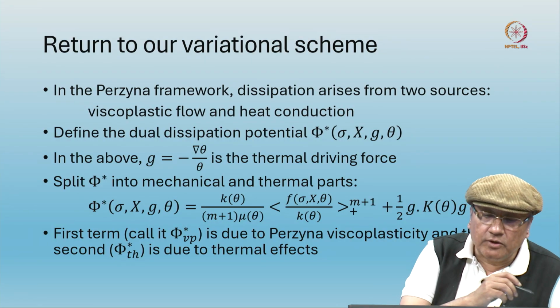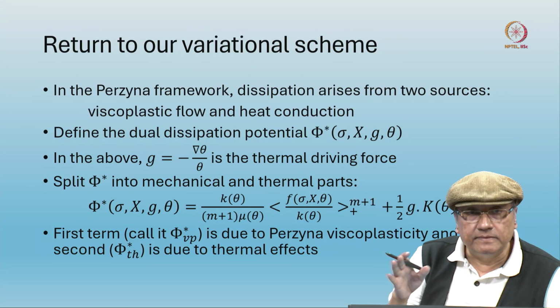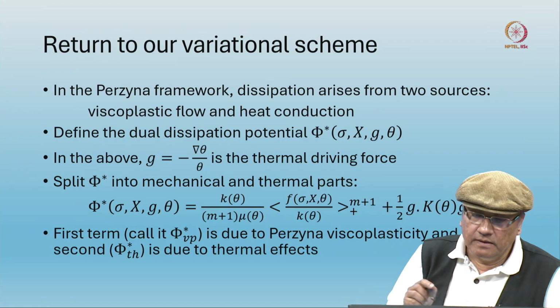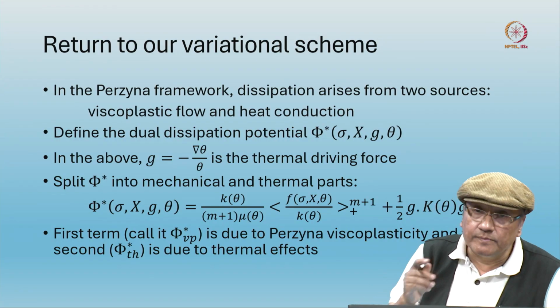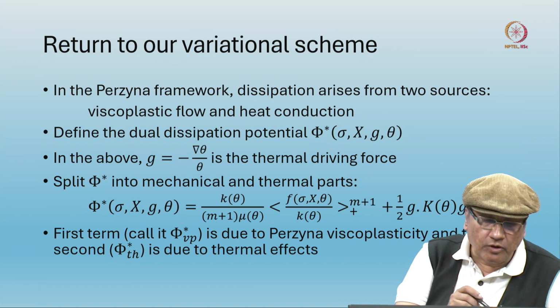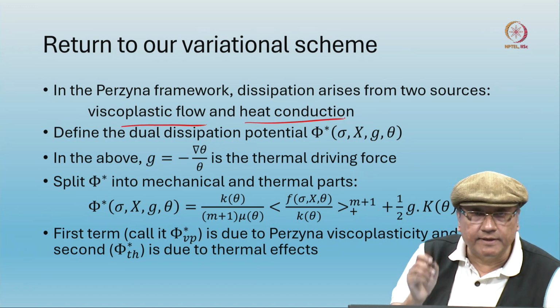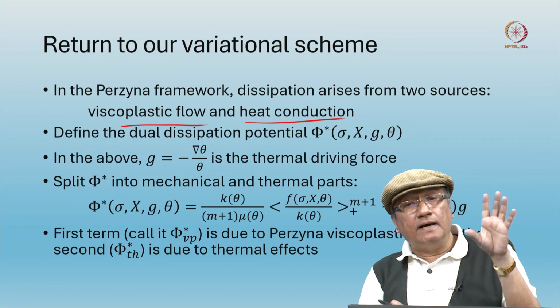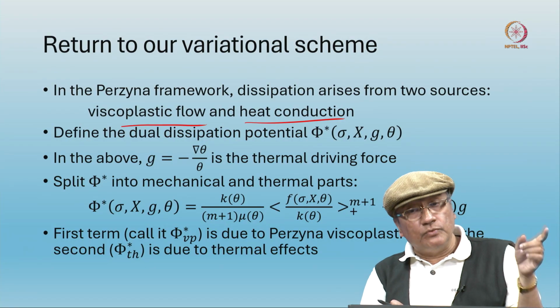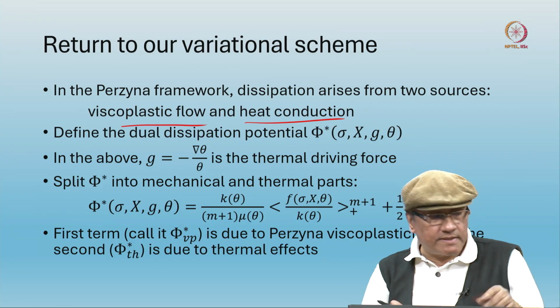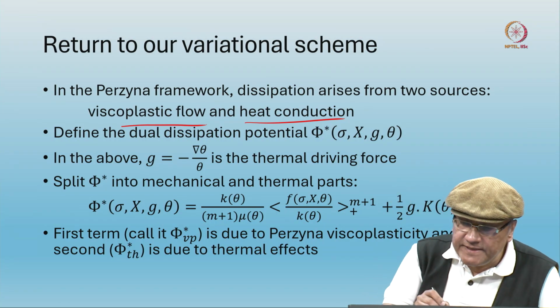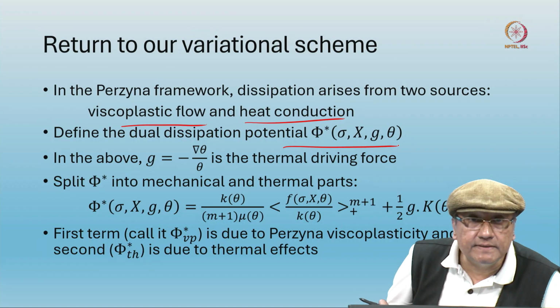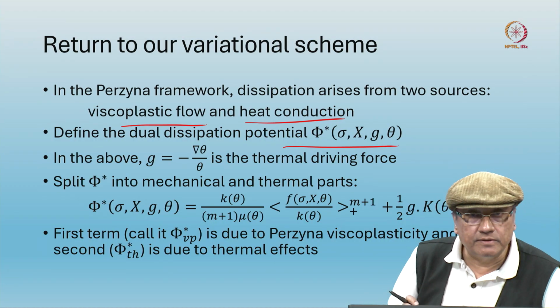So let us come to our computational approach within a finite element framework. The dissipation arises from two sources here, if you recall: viscoplastic flow and heat conduction. Now as we have done in the standard Perzyna model without heat transfer, here too we start with phi star, that is the dual to the dissipation potential.